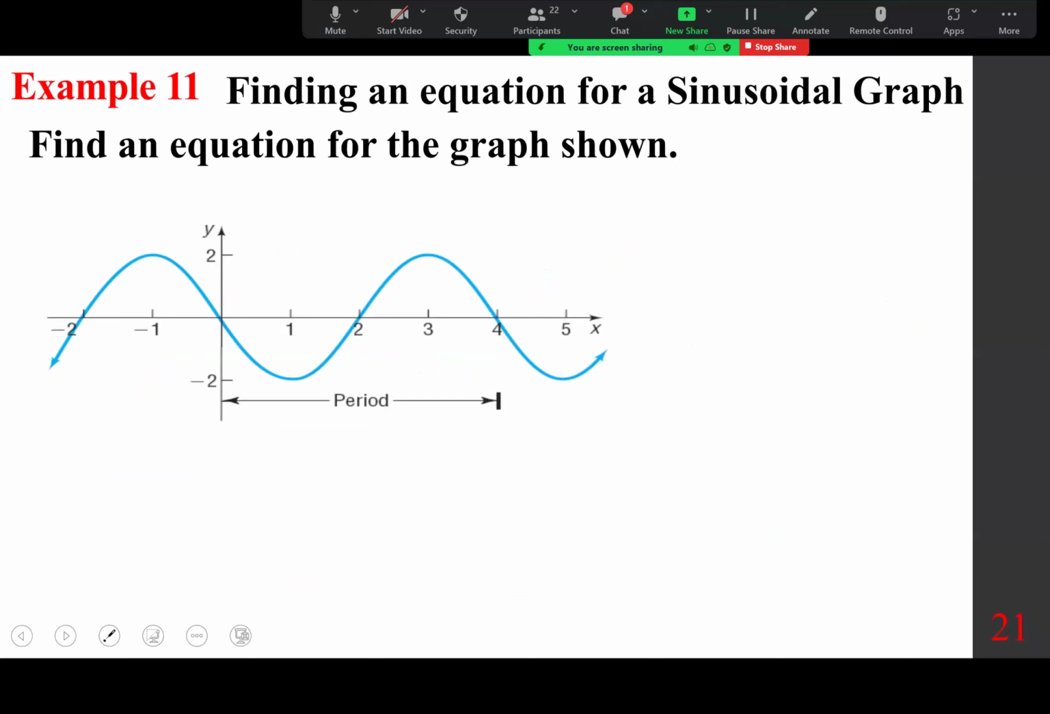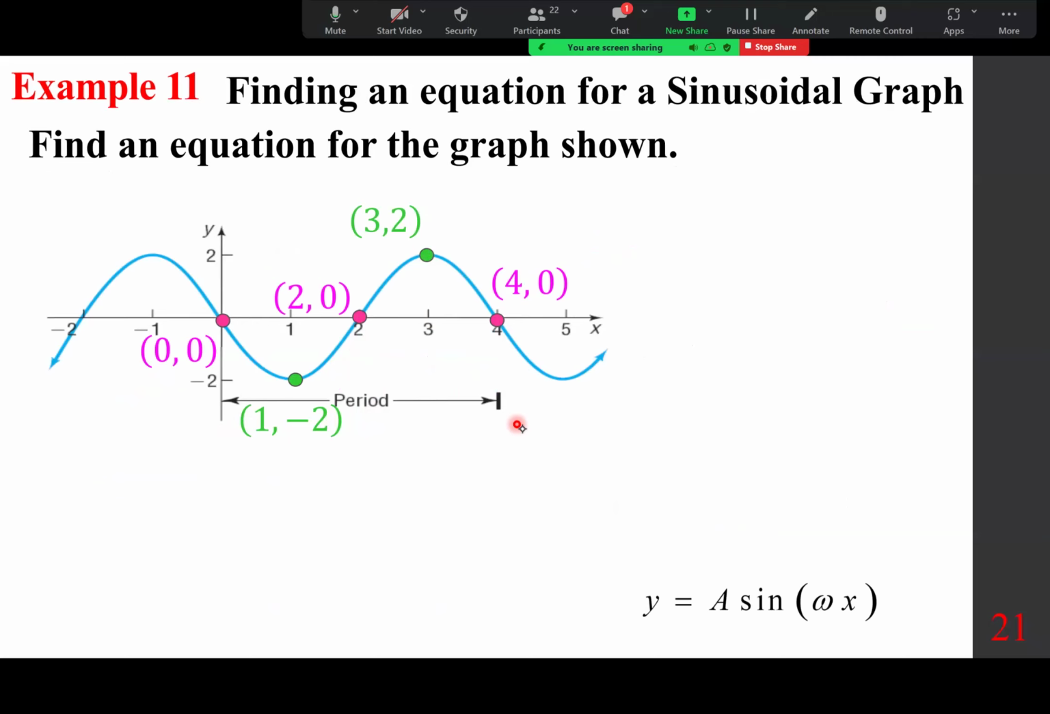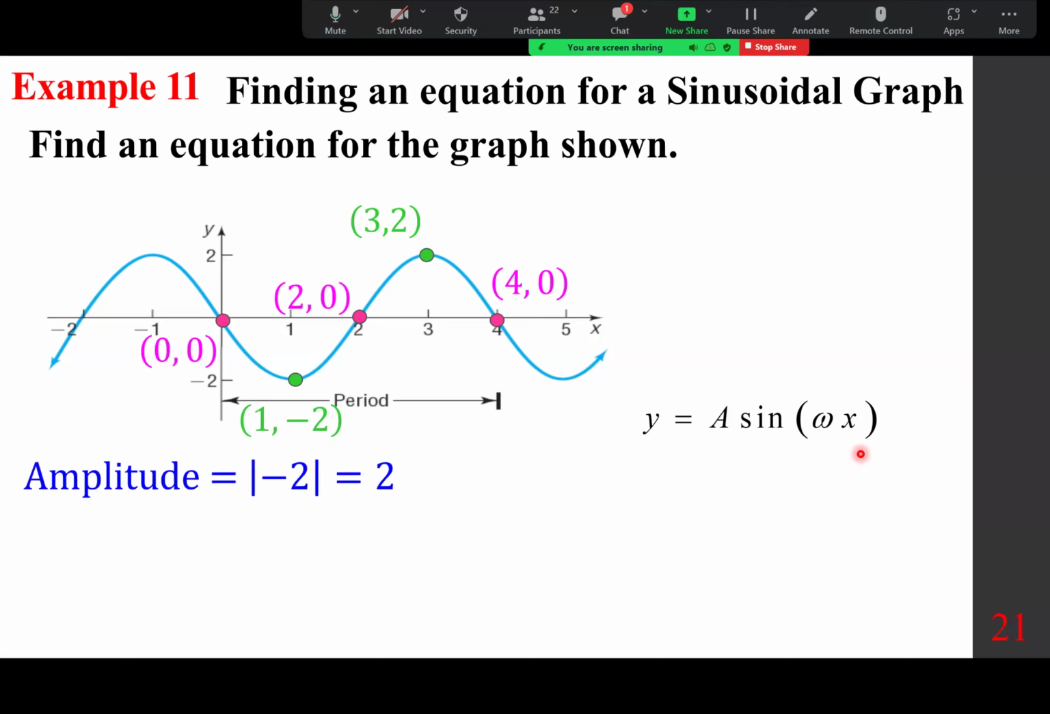What about here? Finding an equation for a sinusoidal function, find an equation for the graph shown. Let's put the easy points that we see: 0, 0, 2, 0, 4, 0. How about 1, -2, 3, 2? This is a complete period of 4. So this looks like a sine function. So y equals a sine omega x. And the amplitude goes from -2 to 2, minimum to maximum. So the amplitude is 2.